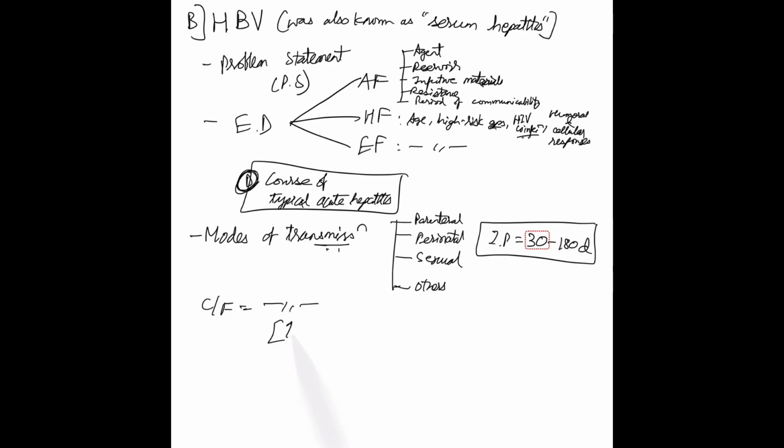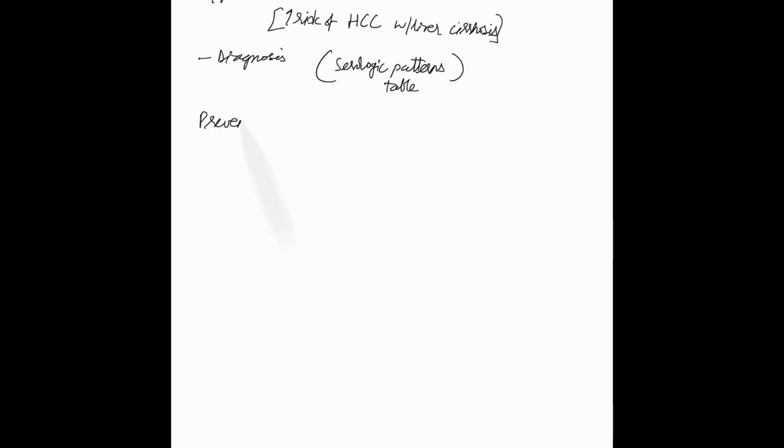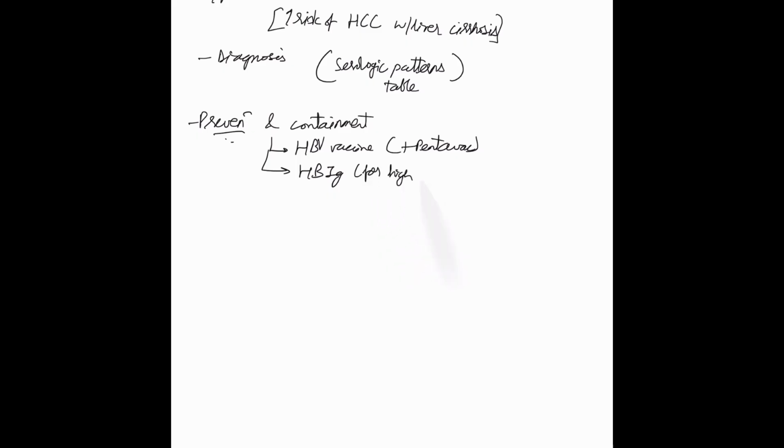Then clinical features are similar to hepatitis A, but you have an increased risk of hepatocellular carcinoma with liver cirrhosis if it occurs. Then diagnosis, there's a table showing the various serological patterns of hepatitis B infection. We then learn about prevention and containment, which includes the HBV vaccine, which is included in Pentavac. Then HBIG for high-risk groups and needle stick injuries, especially.